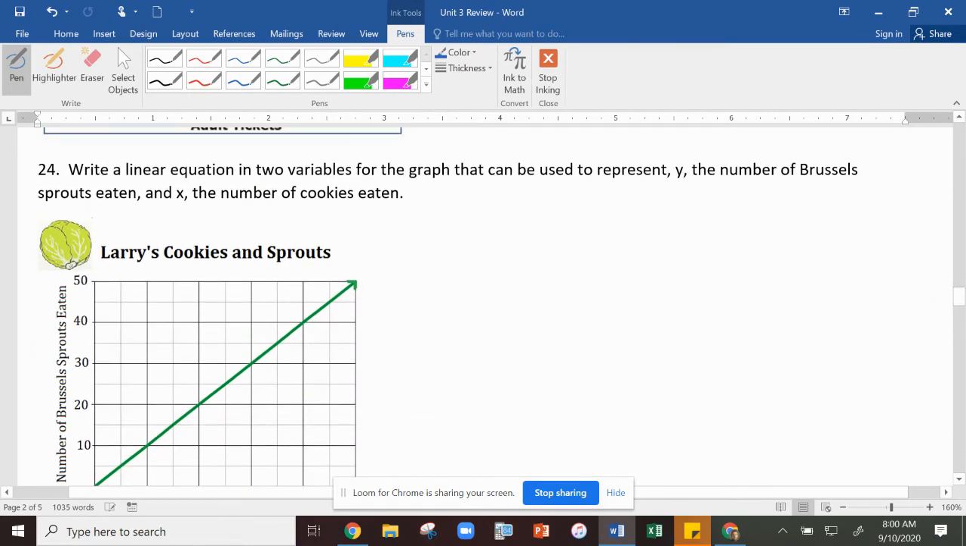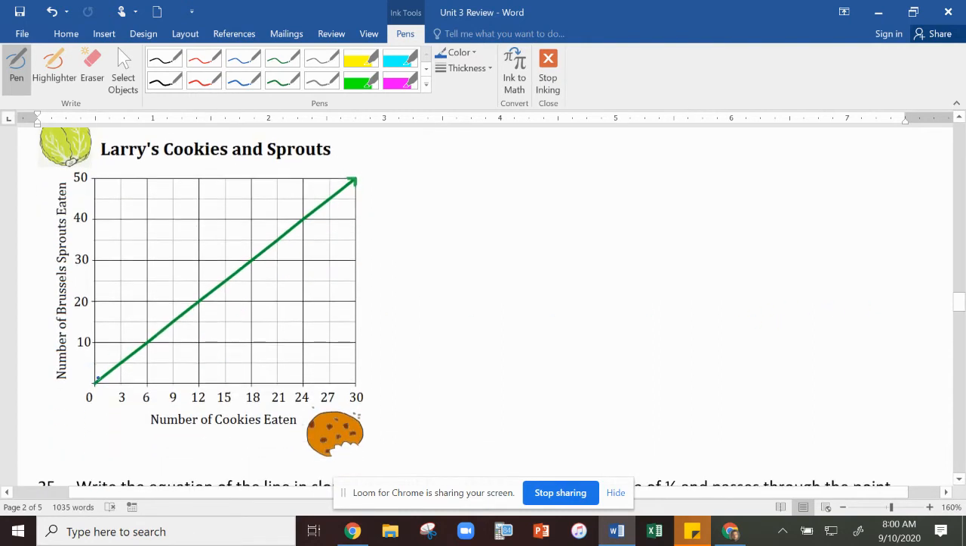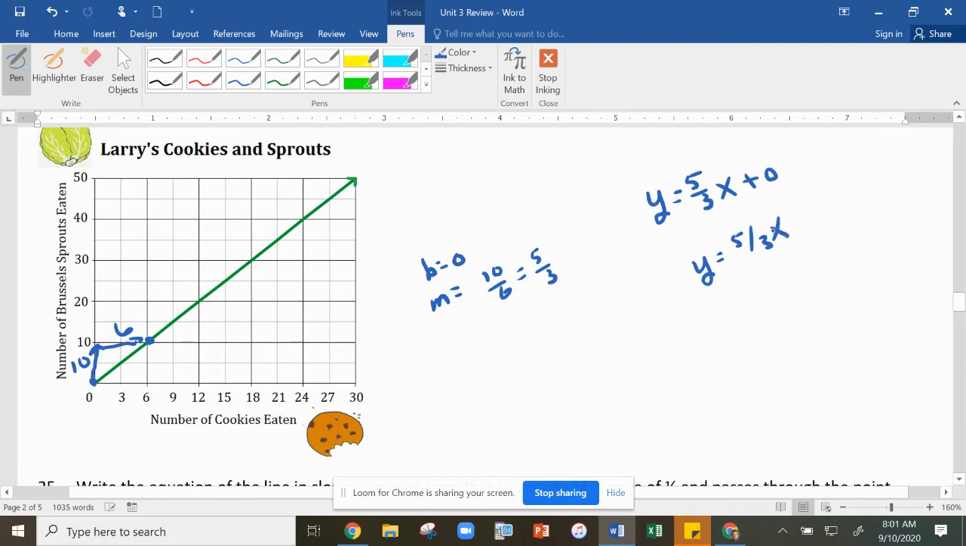All right, write the linear equation in 2 variables for the graph that can be used to represent y, the number of Brussels sprouts eaten, and x, the number of ice creams. Doesn't matter, still the same thing. We're going to start with our y-intercept. Our y-intercept is 0. Now we're going to find our slope. Pick 2 good points. So this time I went up how much? Not 2. I went up 10. And then I went to the right, not 2. I went across 6. So 10 over 6 is equal to 5 over 3. So when we write our equation, it'd be y equals 5 over 3x plus 0. But we don't need that 0, so we can just write y equals 5/3 x.